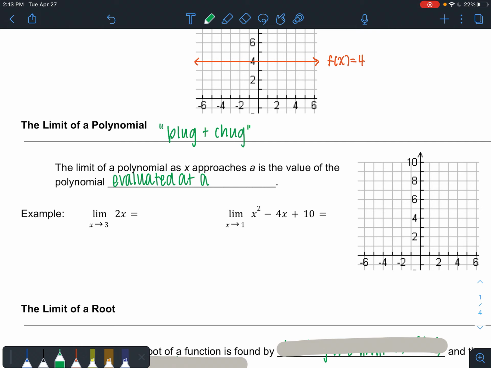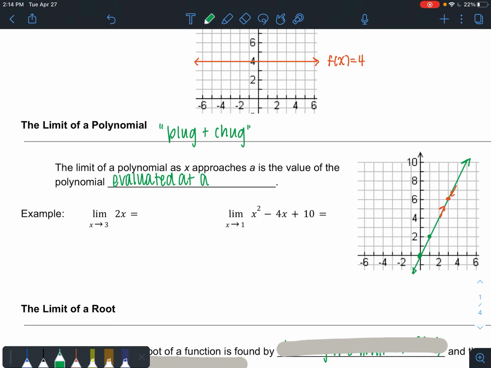All right, so let's look at the limit of 2x. So I'm going to graph 2x. Okay, there's my graph there. And it says x approaches 3, so 3 from the left, 3 from the right. It should approach 6 right here.